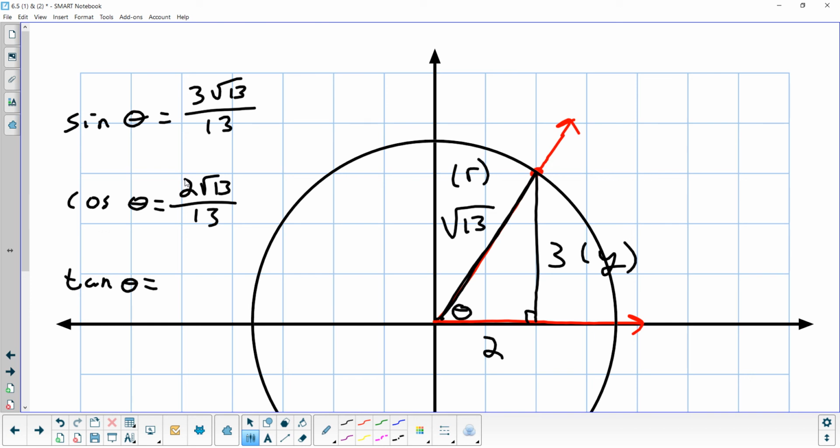What's my tangent? Madison? 3 over 2. Take a look. Tangent is defined to be the y value over the x value, which in this case is 3 over 2. If you remember it as opposite over adjacent, it's the same thing. Just a different way to think about it.